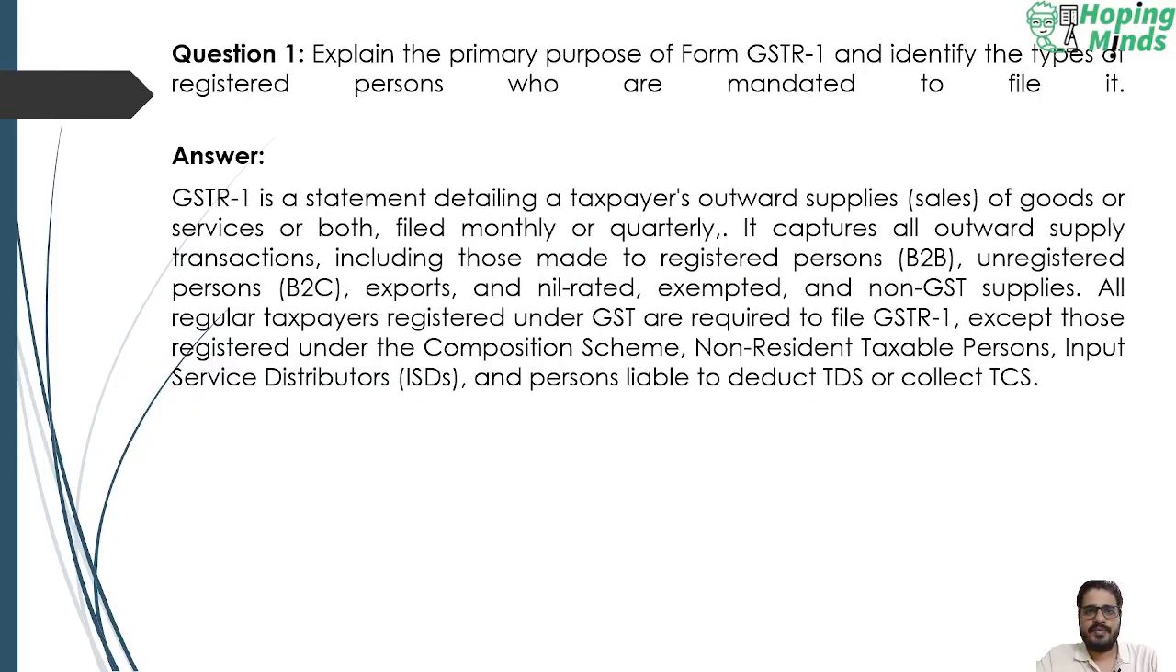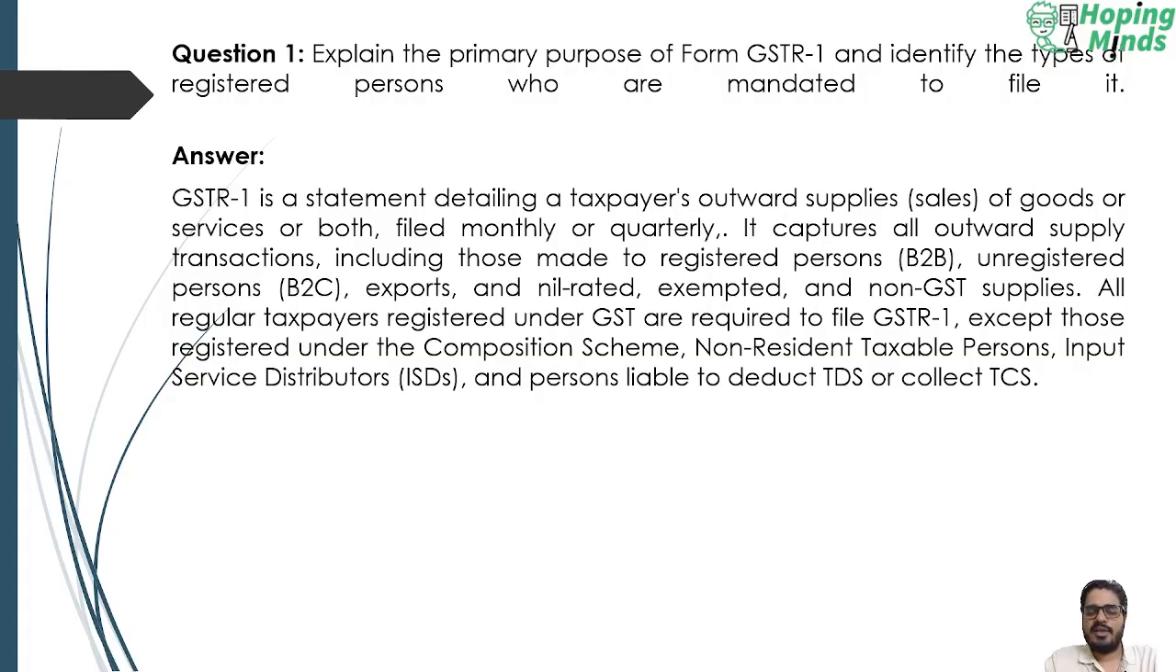So first question, explain the primary purpose of Form GSTR1 and identify the types of registered person who are mandated to file it. So GSTR1 is a return to disclose the turnover achieved during the reporting period, that is either monthly or quarterly. It is the return to disclose the outward supplies.